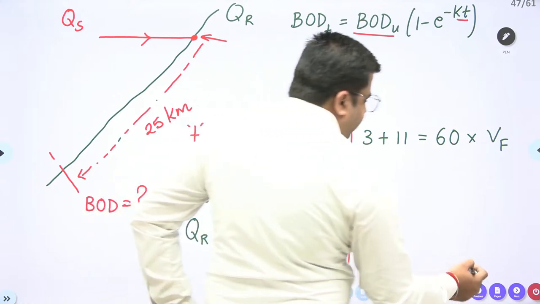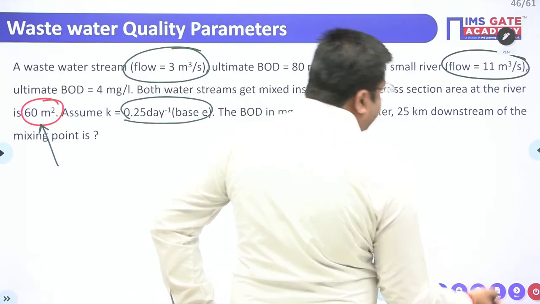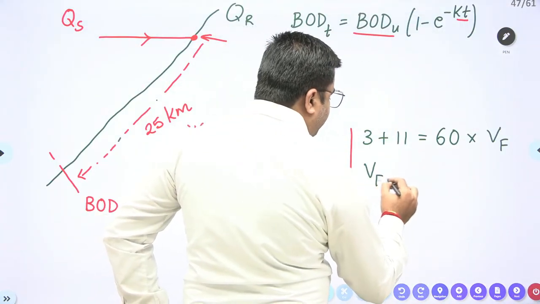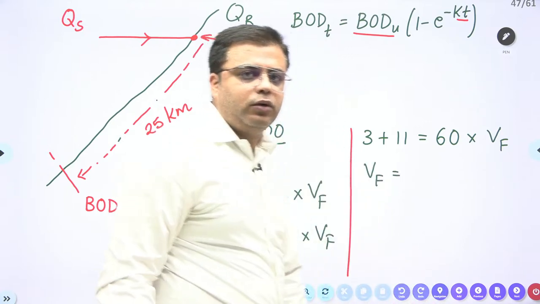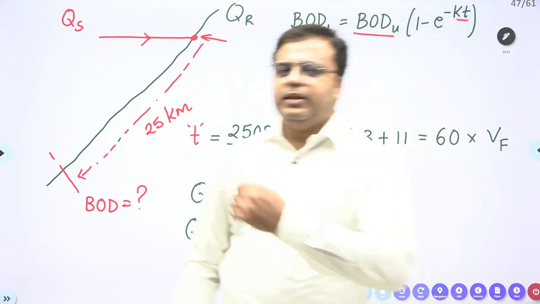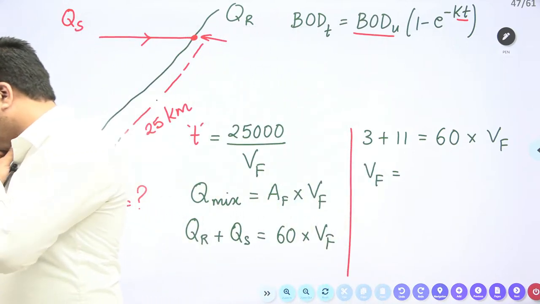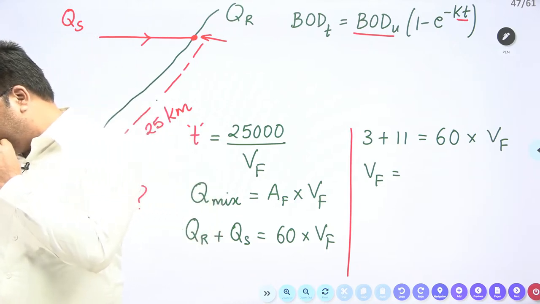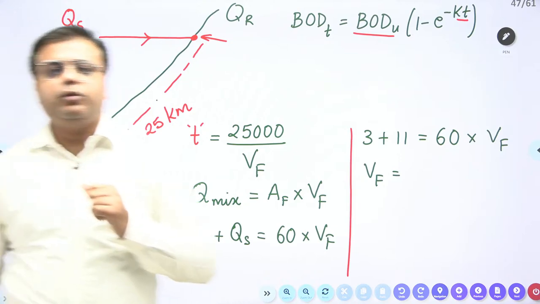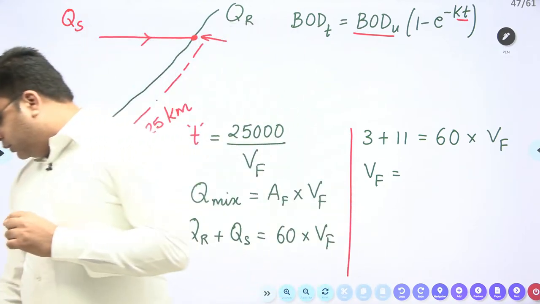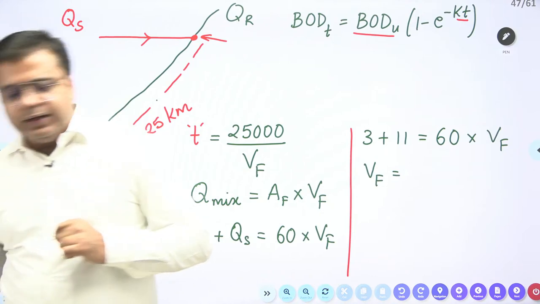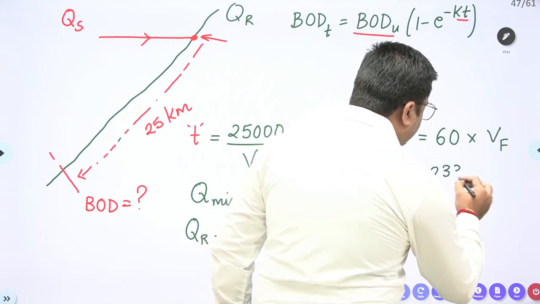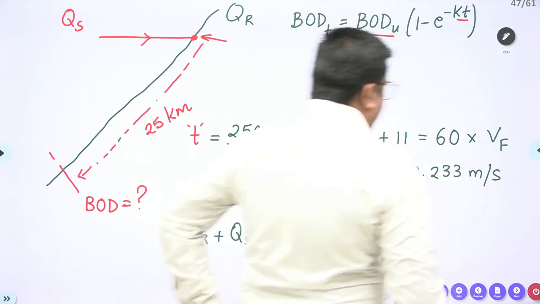So this is meter square, this discharge is in meter cube per second. So the velocity of flow that you will get will be in meter per second. Get me the velocity of flow quickly. It is 0.233 meter per second. So you have the velocity of flow.